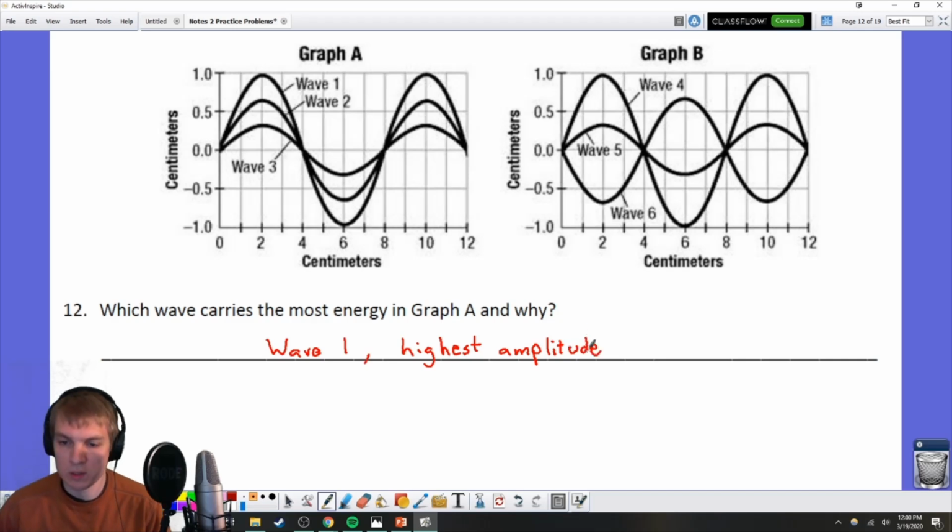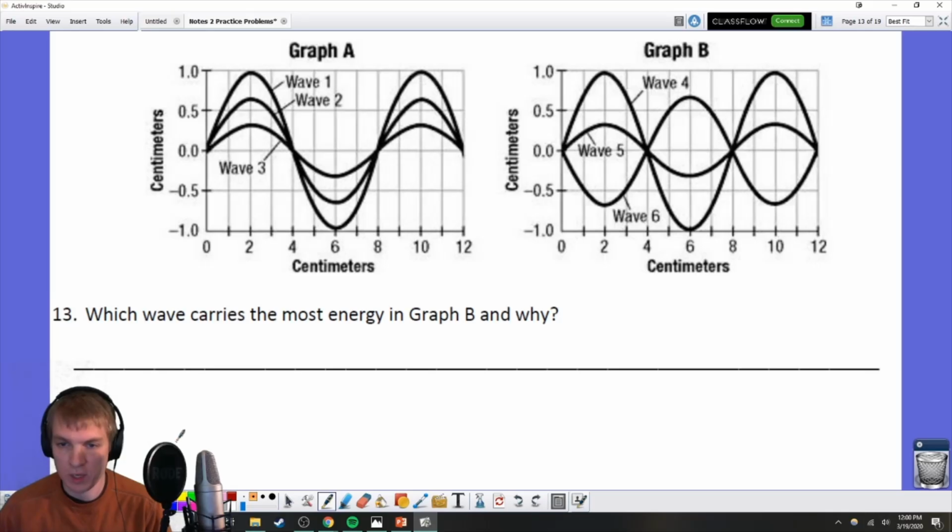Right. So that's number 12. Moving on to number 13. Which wave carries the most energy in graph B and why?